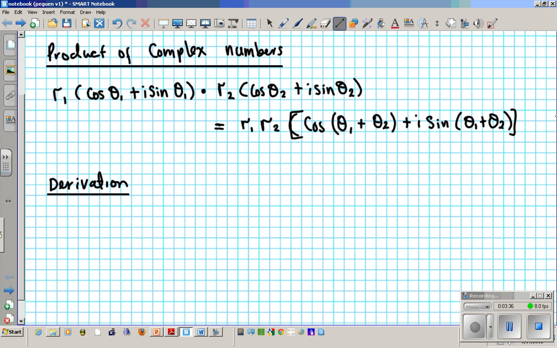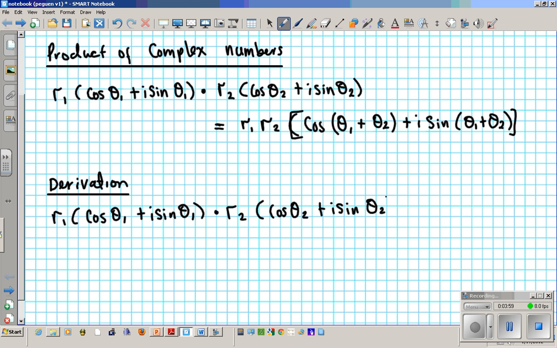So for this one, we're starting with two complex numbers, r1 cosine theta 1 plus i sine theta 1, and then we're going to multiply by the second one, r2 cosine theta 2 plus i sine theta 2. Now the goal is to get this result right here. Let's see if we can get it.